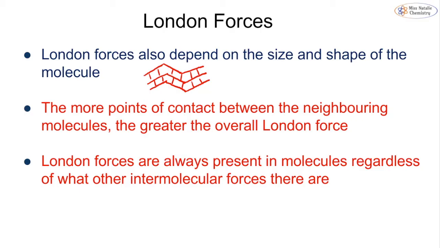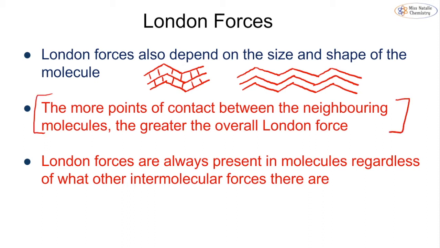Now, if I take that molecule and I extend the chain length, you can see automatically I'm getting more and more points of contact. The more points of contact I have, the more London forces there are, because the electrons between the molecules are going to be interacting with each other. So the more points of contact, the greater the London force.